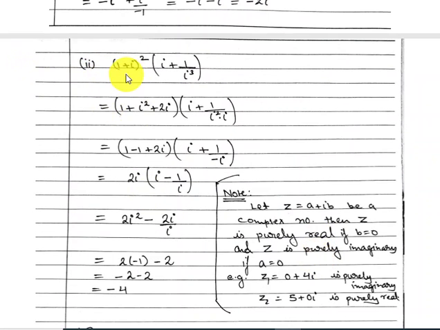Next, 1 plus i whole square into i plus 1 upon i cube. First, by the formula (a plus b) whole square, you expand this. By expansion we get 1 plus i square plus 2i. Clear? And here in the denominator we have i cube, which can be written as i to the power 2 into i. Now this i square means minus 1. So here 1 minus 1 plus 2i, and the denominator is i square, that means minus 1, so that's why it becomes minus i.